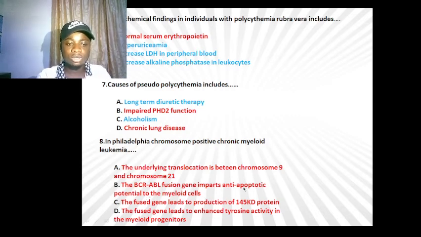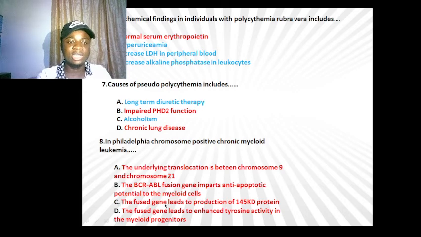B, the BCR-ABL fusion gene imparts anti-apoptotic potential to the myeloid cells. Is it true? This gene is a tyrosine kinase, which increases malignant cell proliferation and reduces apoptosis of the myeloid cells. So it rather depresses or reduces apoptosis in the marrow cells. That is why it is very bad. Okay, so it's false.